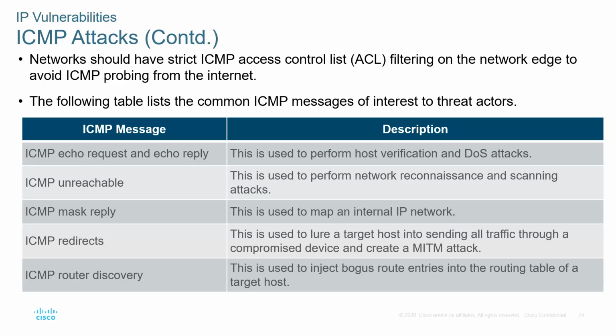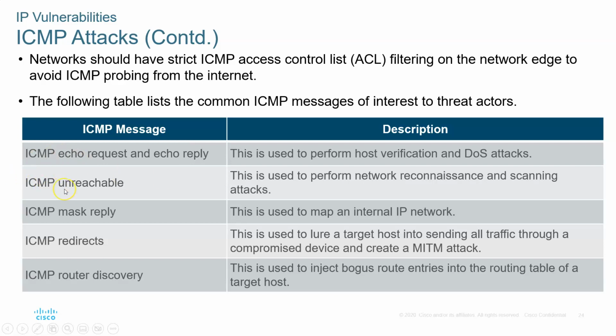Okay, so take a snapshot of this. Let's take a look at the different common messages that ICMP uses. So a hacker or a threat actor may use these to attack. An echo request is the ping. An echo reply is the reply from that ping. So we may use that to create a denial of service attack.